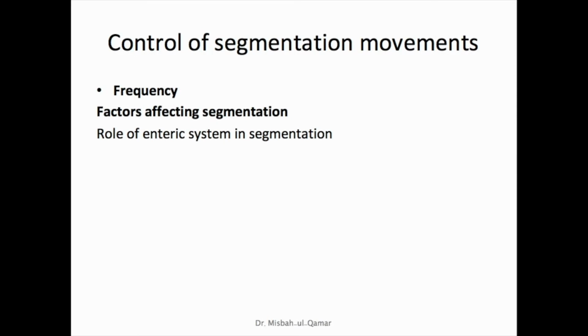Segmentation contractions become weak when enteric nervous system is inhibited by atropine. This effect shows that segmentations are not effective without background excitation from myenteric nerve plexus.